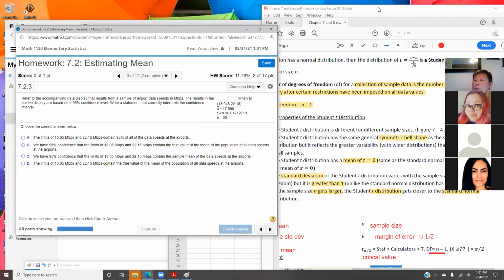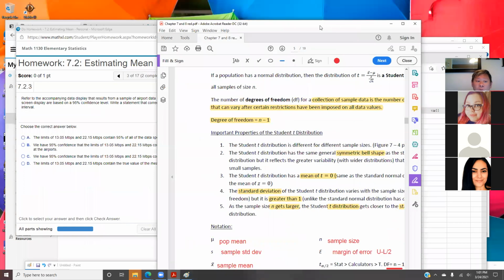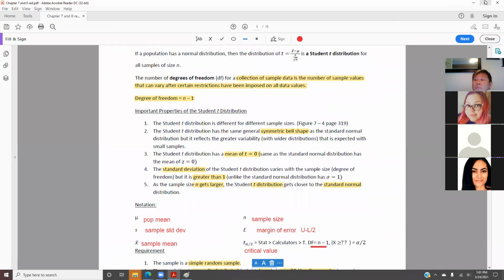You can get these notes from D2L, right? I post all these notes in D2L, so make sure you go through them in D2L. Okay.